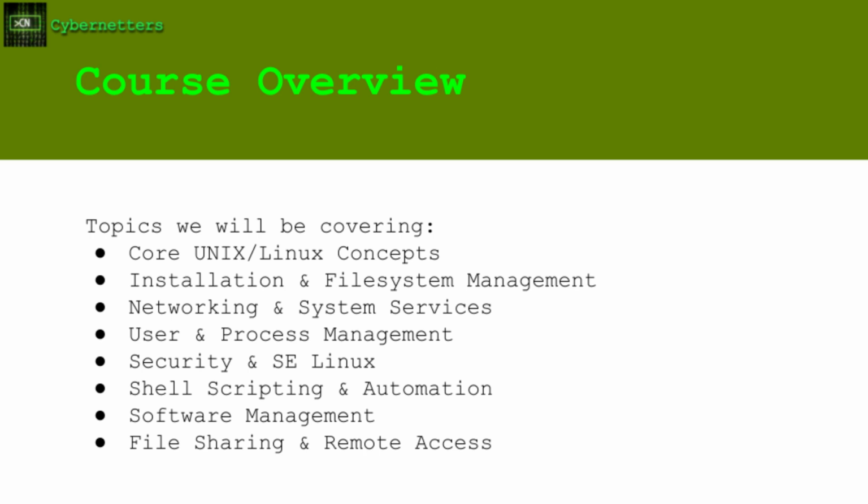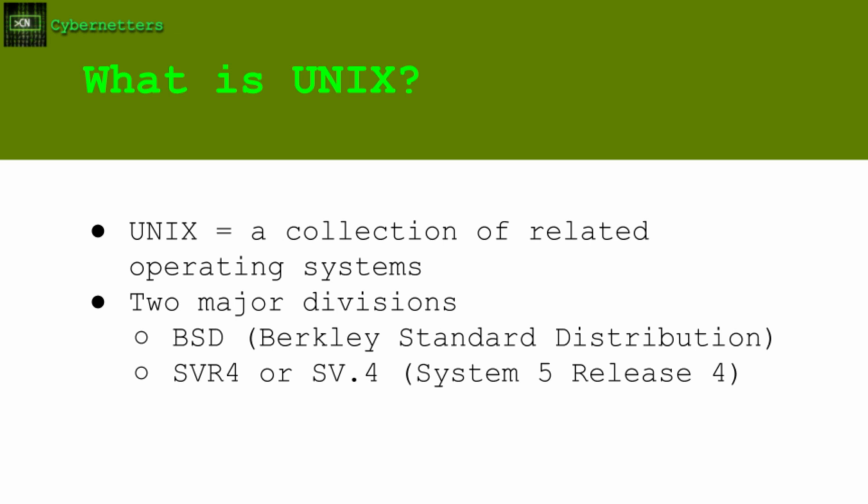So let's get started. Let's talk a bit about Unix before diving into the fundamentals. Unix isn't just a single operating system, but rather it's a collection of related operating systems that share common principles and design. Over time, Unix has evolved into different versions, but it primarily falls into two major divisions. The first one is BSD, also known as Berkeley Standard Distribution, which was developed at UC Berkeley.